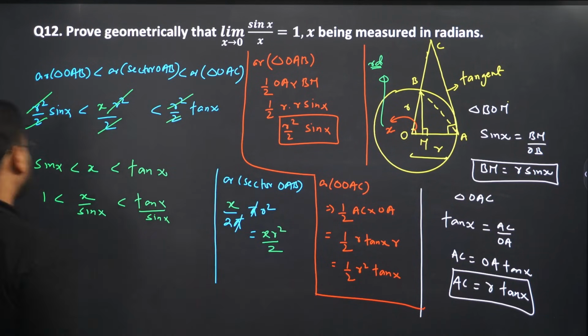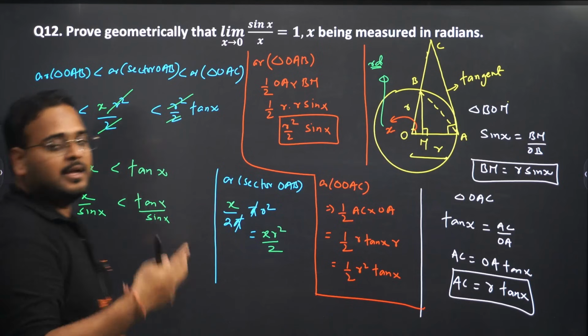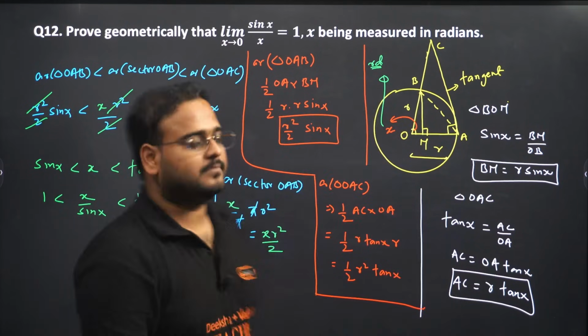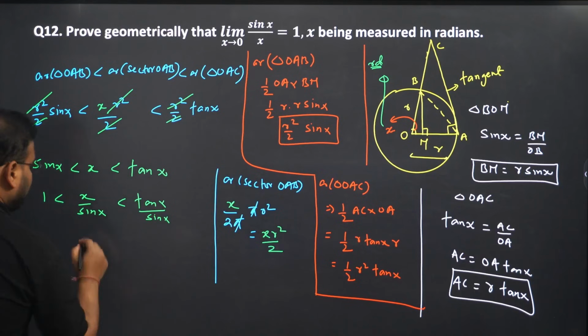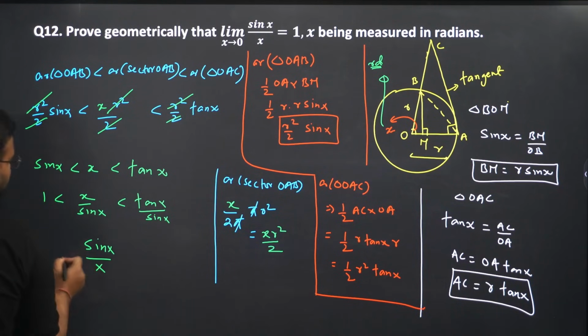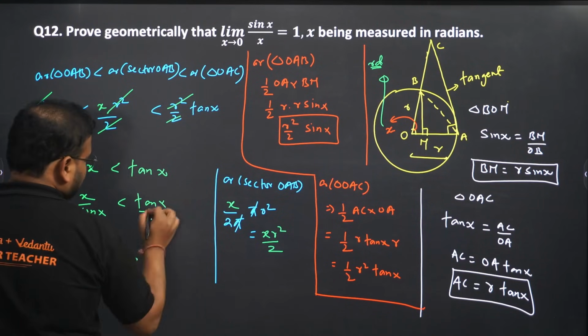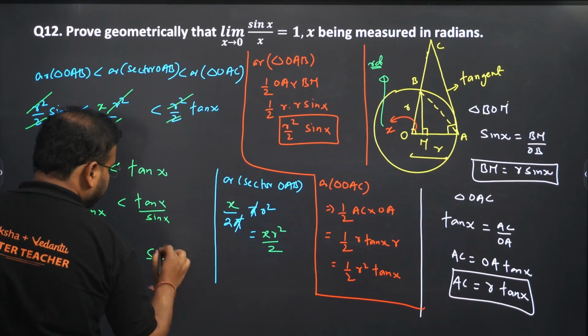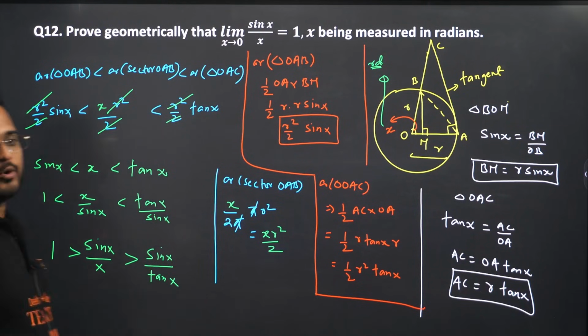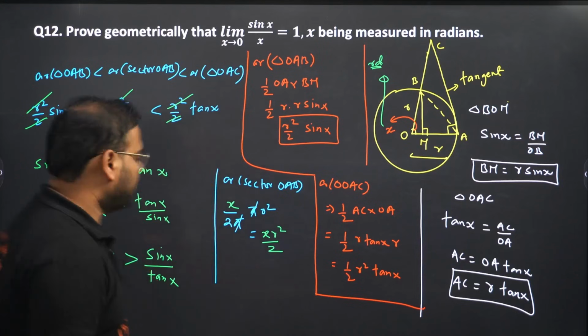So far so good. Now take the reciprocal. If you take the reciprocal, what happens? The inequality reverses. If you take this as sin x by x, this inequality will become greater than. Over here we'll have 1. Here also it will be greater than, and it will be sin x by tan x. What have I done? Nothing, just taking the reciprocal.